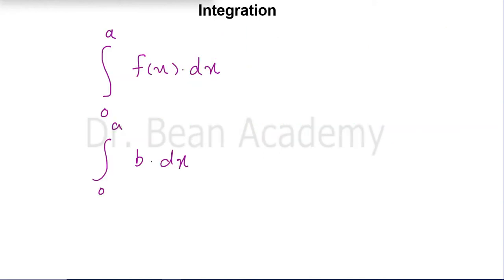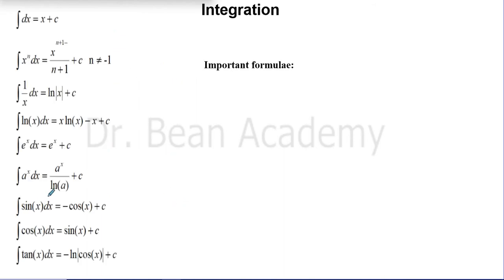And now it's time to solve this integral. Once we solve this integral, we will get the area of the rectangle. So let me see the table of integration. If we have a constant value, whatever it is, 1, 2, 5, 8, and then we have dx, it says that it should be equal to x plus c. C is just the constant of integration, which we will ignore right now.